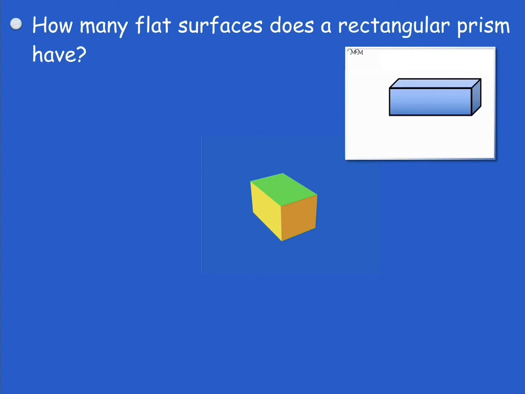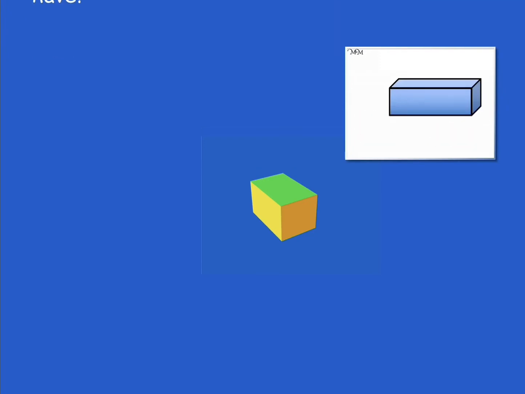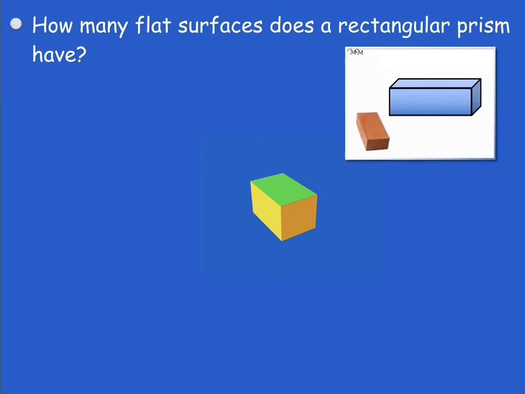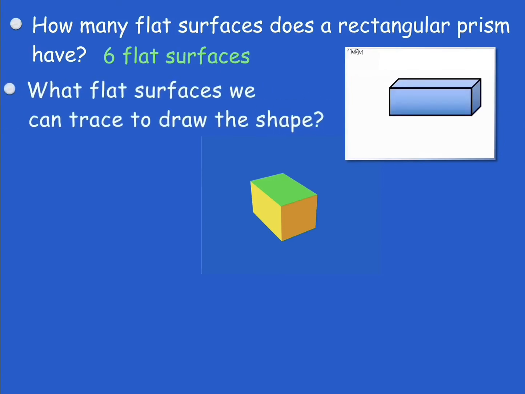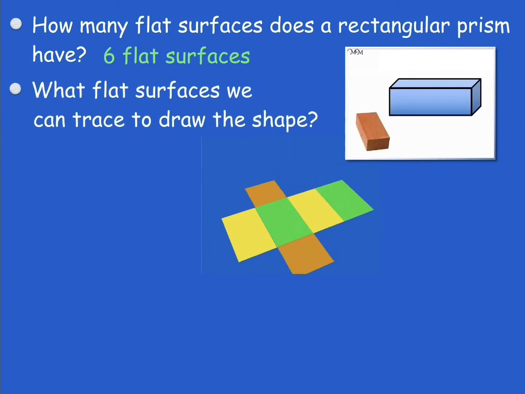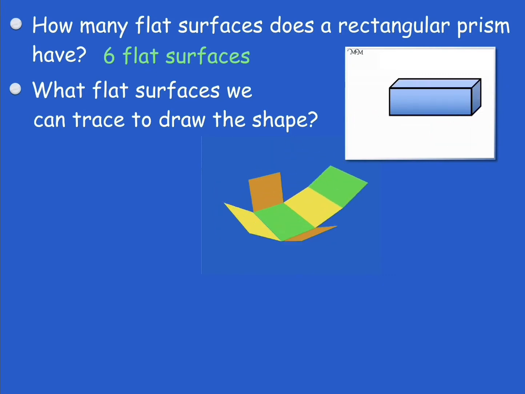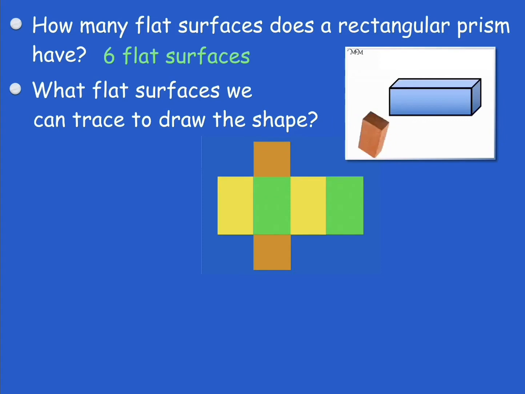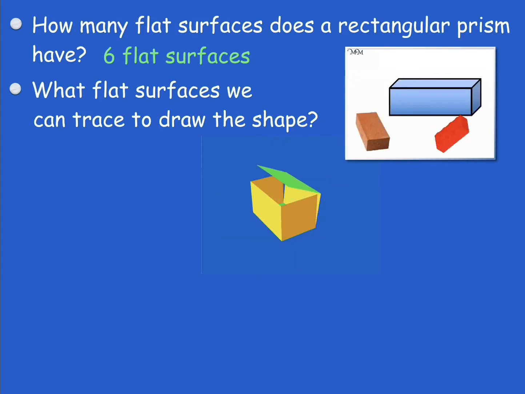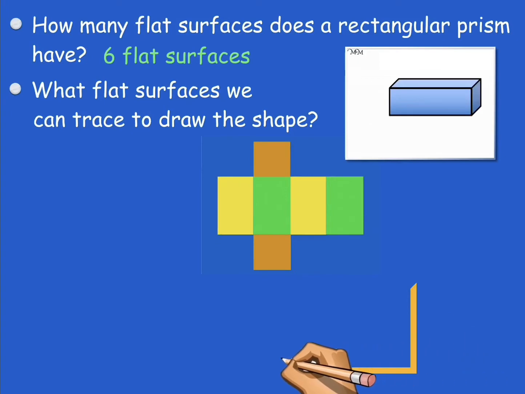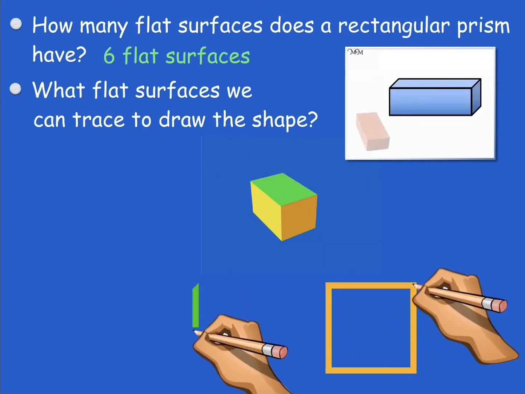Who can tell me what this shape is? Excellent! This is the rectangular prism. How many flat surfaces does a rectangular prism have? Wonderful! 6 flat surfaces. Now, what flat surfaces can we trace to draw the shape? If we put the flat surface down on the paper and draw around the shape, we will trace 2 squares and 4 rectangles.